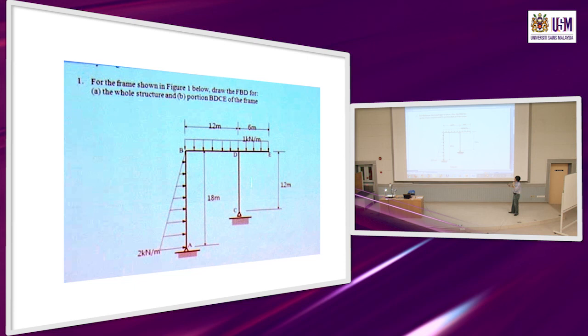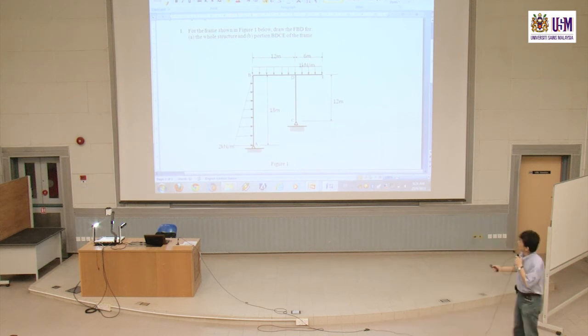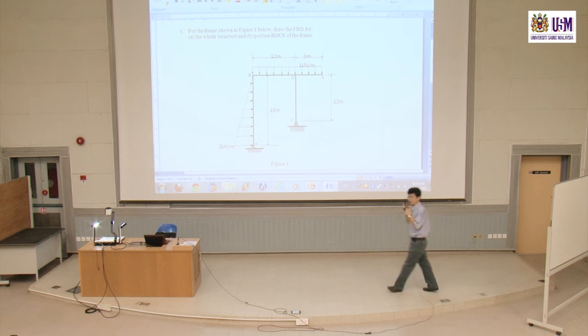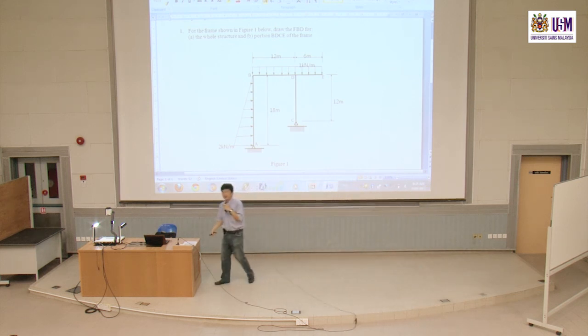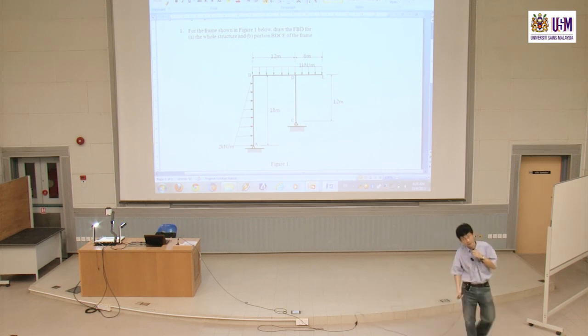The second one is portion BDCE of the frame. So remember, a free body diagram depends on what we want to analyze. It's not necessary that we draw the whole structure. We can draw part of it. So which part? Part BDCE. This one, BDCE, this part. Okay, we want to draw this part only. The first one, though, is everything. So when you want to draw everything and you want to draw BDCE, how will the free body diagram look? So please draw it out, the first part, the whole frame, the second one part of it.